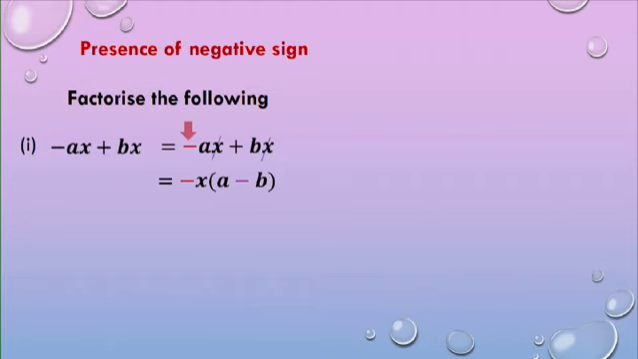Now if we divide minus ax by minus x, we have positive a, because the negative sign is outside the bracket. But if we divide positive bx by minus x, positive divided by negative is negative. So inside the bracket, we have minus b. We can check this through expansion.